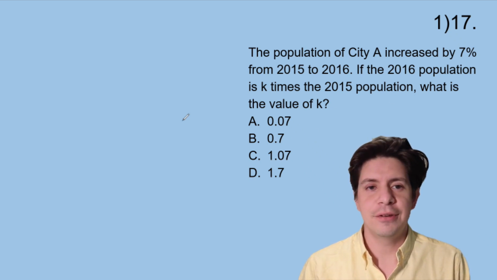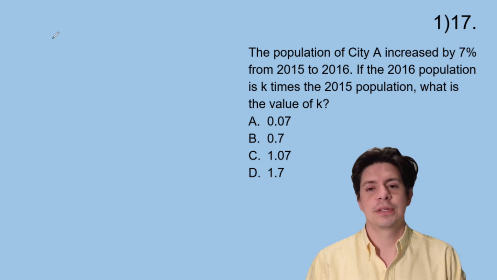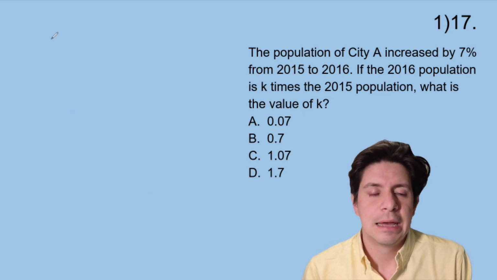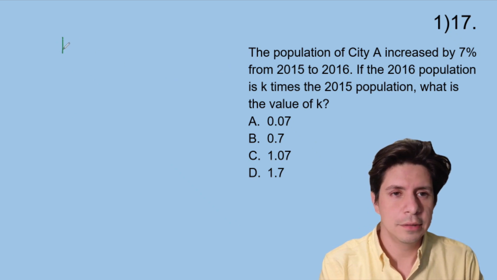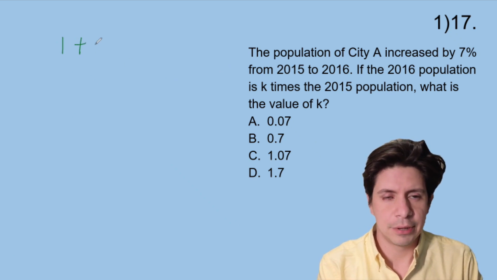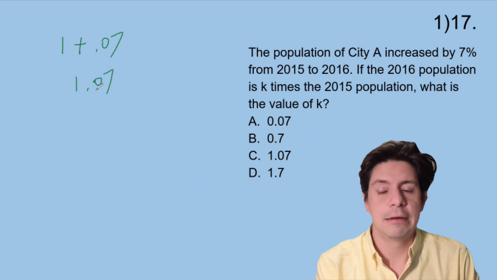So it's a 7% increase, so it's not 7% of, right? If we're going to be doing a 7% increase, written in decimal form, 1 would be the original, and then we're going to add 7%. So it'll be 1.07, and that would be C, right?